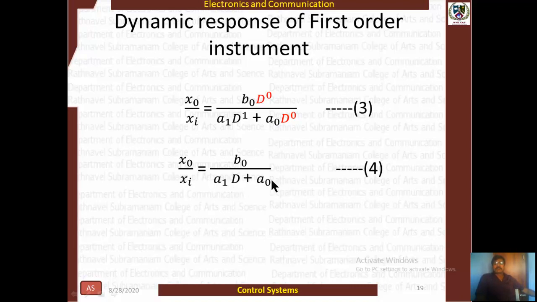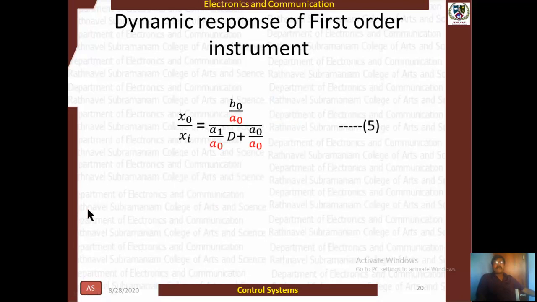Again, divide the numerator and the denominator by a0. b0 by a0 over a1 by a0 d plus a0 by a0. This will get cancelled. Now the equation becomes x0 by xi is equal to b0 by a0 divided by a1 by a0 d plus 1.